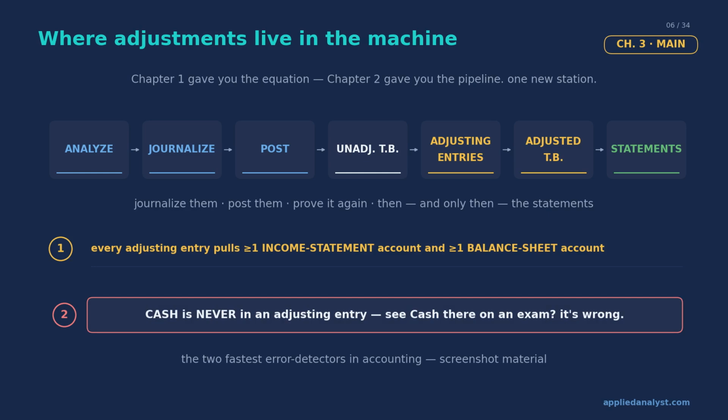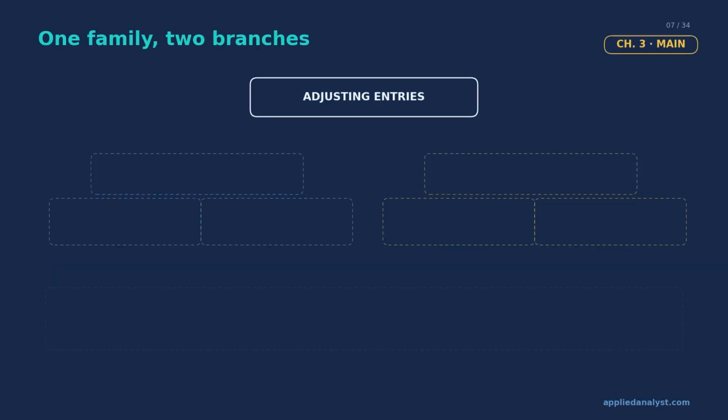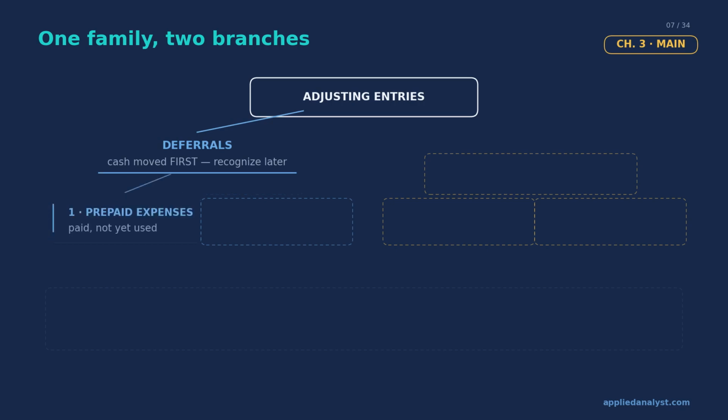Full stop. You now own the two fastest error detectors in accounting. All adjusting entries belong to one family with two branches. Here's the map. Branch 1. Deferrals. To defer means to postpone. The cash moved first, and the recognition waits. You already paid, or you already collected, but the expense or the revenue isn't recognized until later, when it's actually used or earned. Two types, prepaid expenses and unearned revenues.